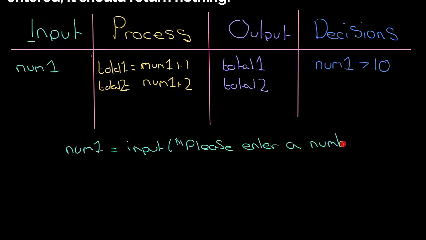Our second bit is going to be processing. So this is where I'm going to work out the next 2 numbers. So I've got total1.